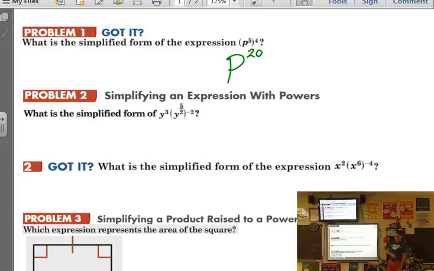Now, we have y to the 3rd times y to the 5/2 to the -2nd. So Caleb, what do you think we should do first?